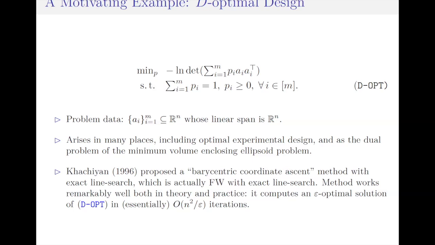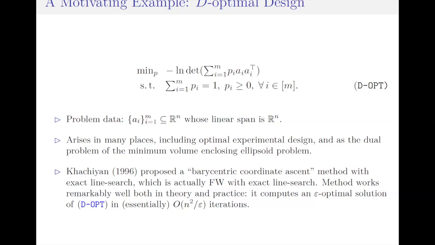Later on, I'll show that there is nothing special about this log det function. It is really the log-homogeneous self-concordant barrier property that explains the success of the entire method. In other words, as long as we have a log-homogeneous self-concordant barrier, any Frank-Wolfe method will work for this problem, and we essentially can recover Khachiyan's analysis in this very special case.